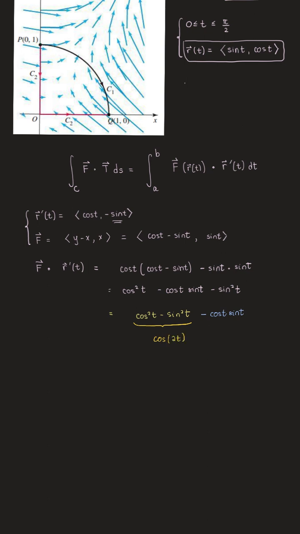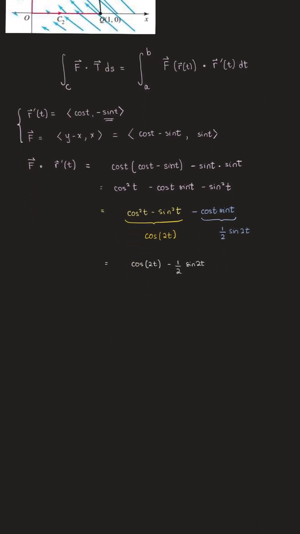And cosine t times sine t is 1/2 sine of 2t, since sine of 2t is 2 sine t cosine t. And so we can write this dot product in an easier way that's going to make integration a lot easier, and write it as cosine of 2t minus 1/2 sine of 2t. And now we're ready to set up our integral.